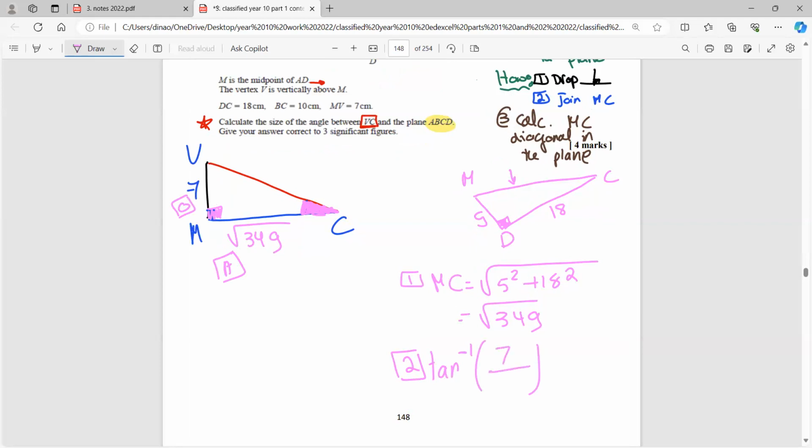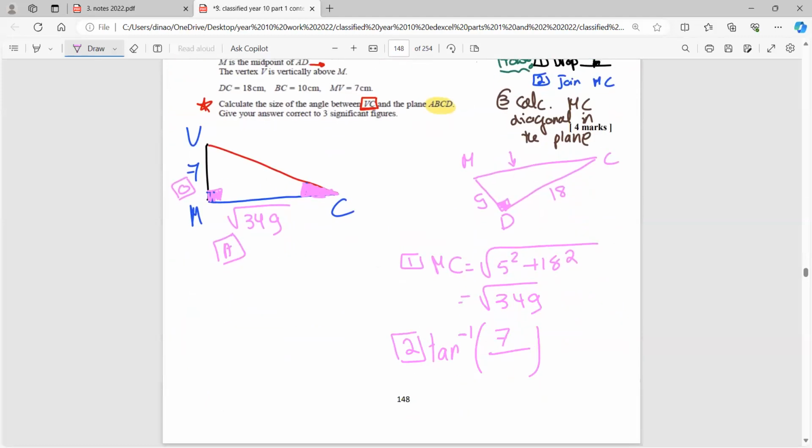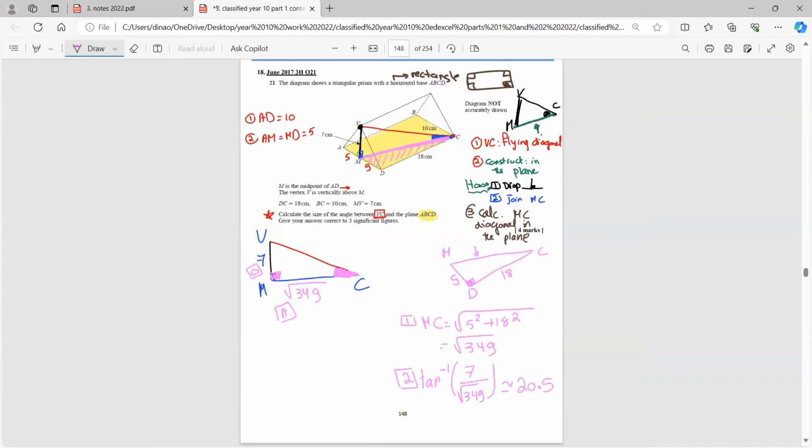Opposite over adjacent, 7 over, let me just make sure that I did the calculations correctly. Yes, 7 over root 349, and then I do the math. Shift tan 7 over root 349, and on the calculator I will get an answer, after rounding to 1 decimal place, of 20.5. So we did a question of cuboid, we did a question of a triangular prism. Now let's see more questions related to this part over here.